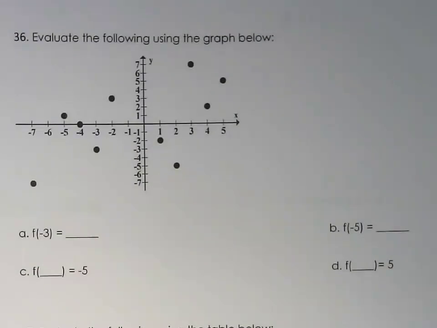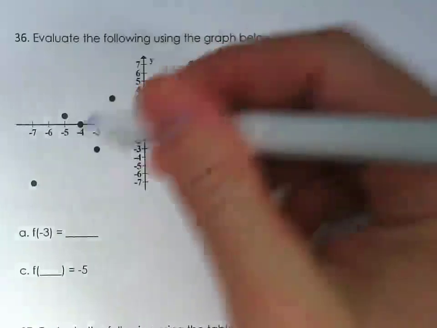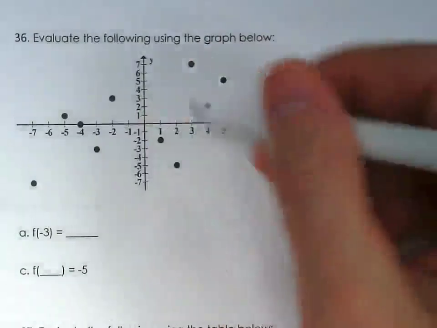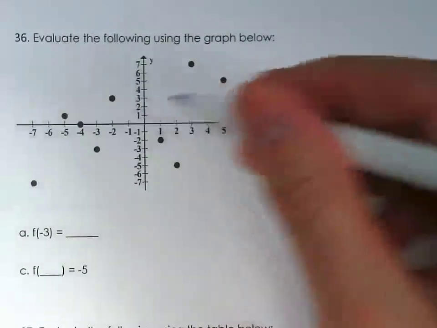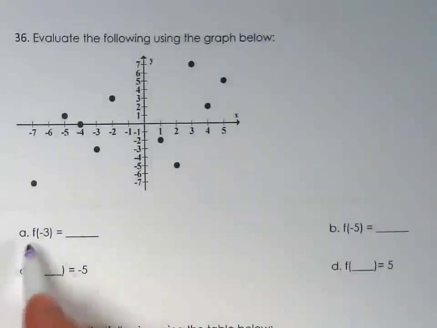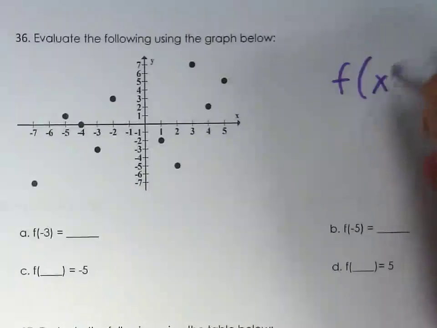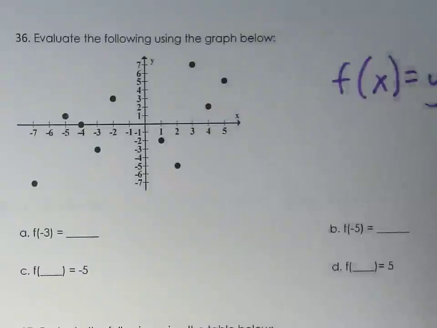Okay, so this is number 36 and 37. We're going to start out, obviously, with 36. You're going to be given, essentially, a coordinate plane with all these dots. So what you have to understand is, what is this asking for? So this says f of negative 3. Whenever you see f of something, usually it's going to be f of x equals your y.